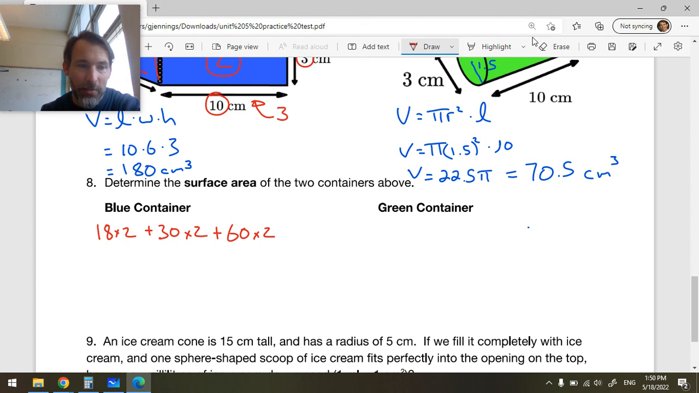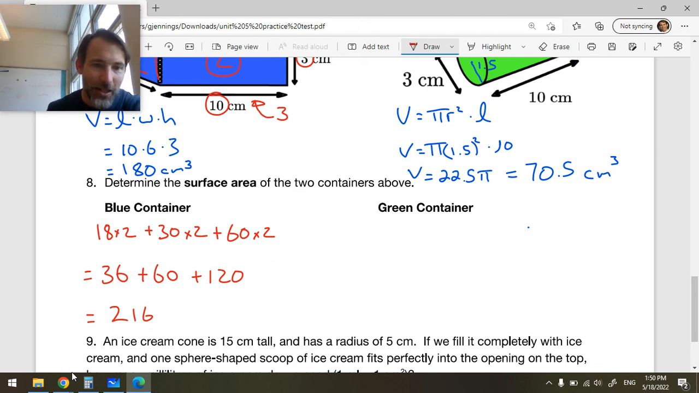And let's do our bedmas. 18 times 2 is 36. 30 times 2 is 60. 60 times 2 is 120. And that gives me 216, I believe. That's 180 plus that's 216. 216 centimeters squared, because I'm measuring area.